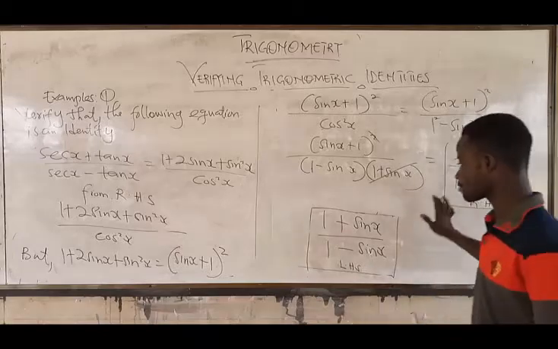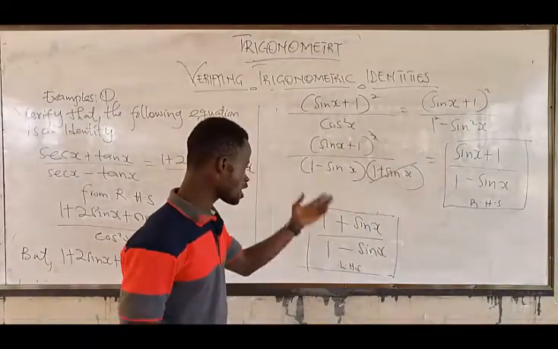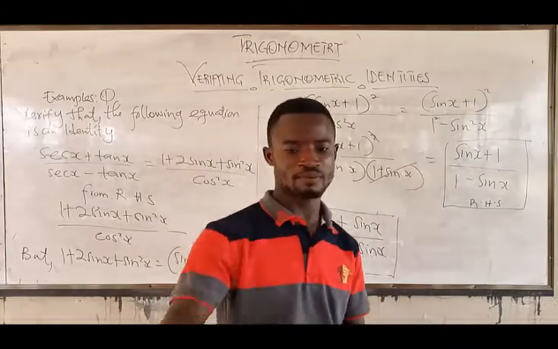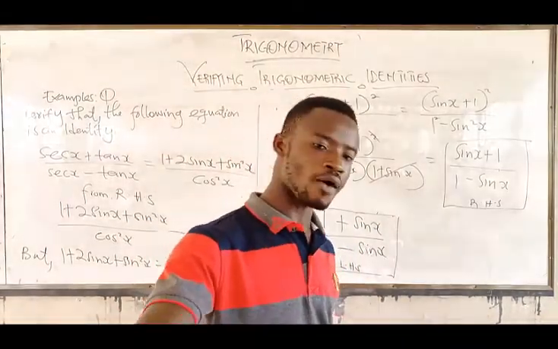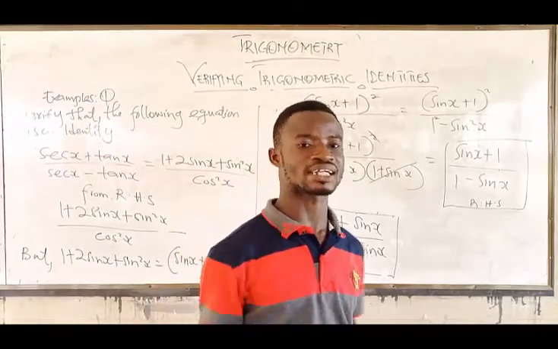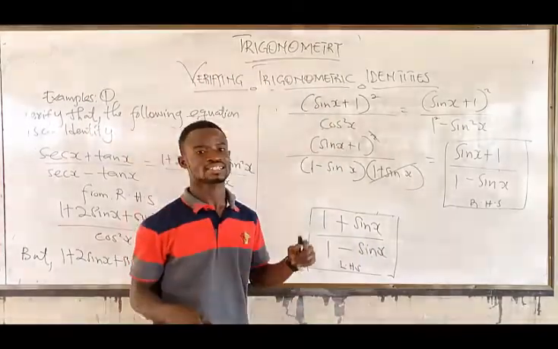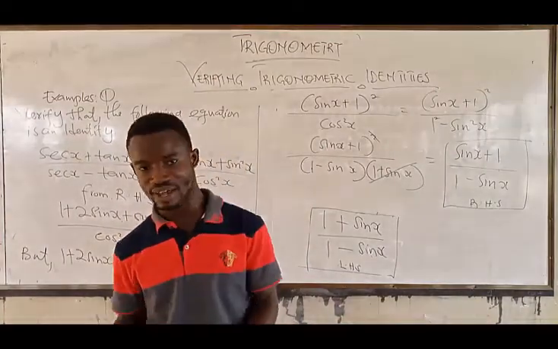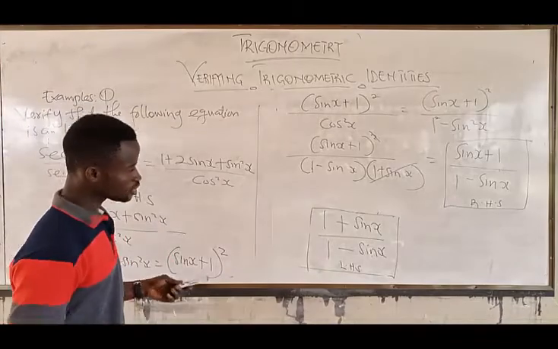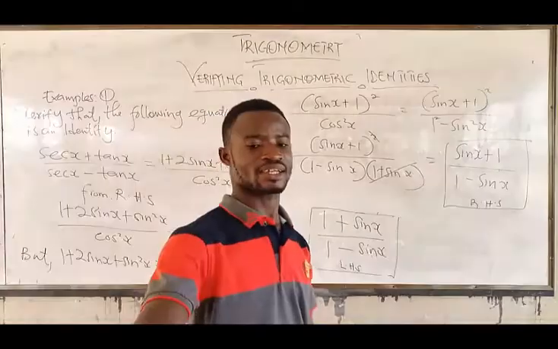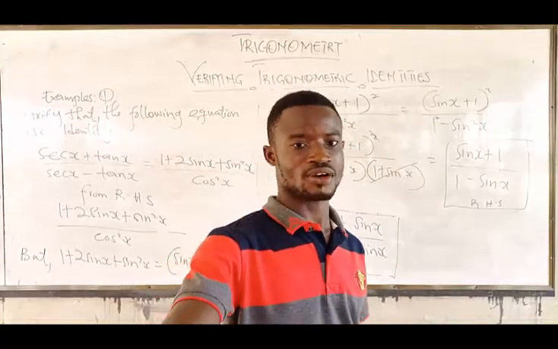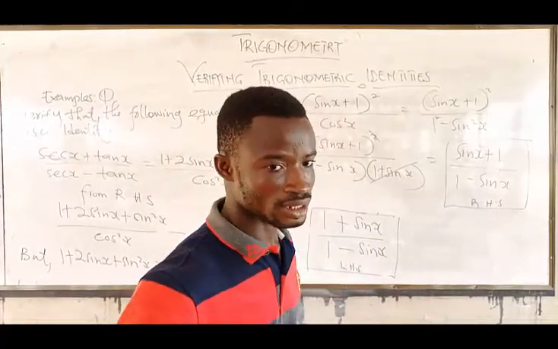Now compare. Left hand side, bam. Right hand side, bam. So they are all the same. So this is how we work on both sides. So we conclude that since the left hand side is the same as the right hand side, this verifies that the given equation is an identity. So this is an identity. Very good. But I'll give you more questions to solve later on.